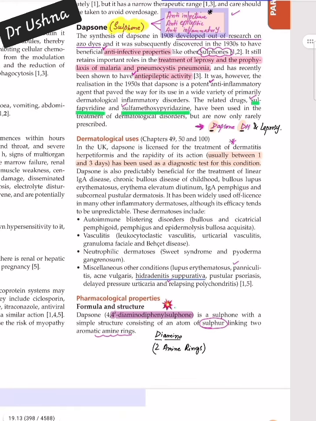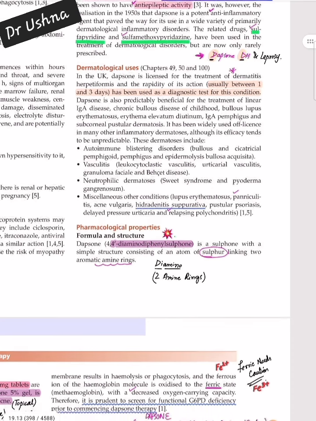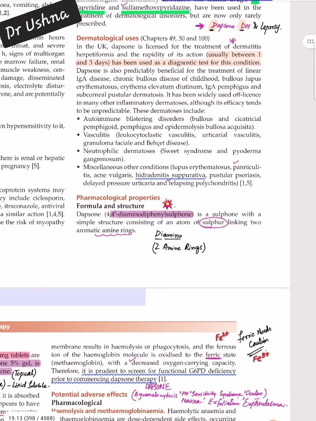It can be used in pemphigus, pemphigoid, in connective tissue diseases like LE and dermatomyositis, and in all the neutrophilic disorders, in the form of pyoderma gangrenosum, Sweet syndrome, and vasculitis. So these are all the off-label uses of dapsone. It can be used in a variety of conditions, even psoriasis.